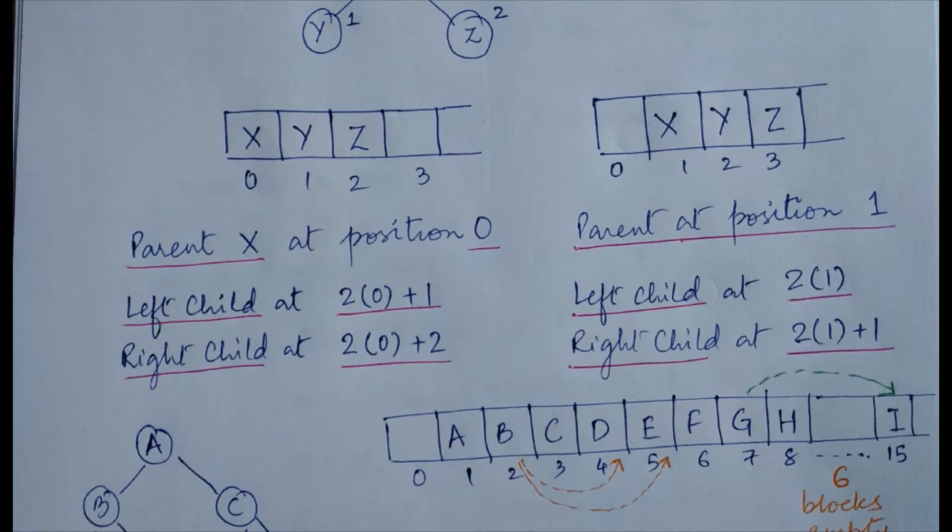Basically, in the left hand side scenario, if your parent is at position n, the left child will be at position 2n plus 1 and the right child will be at position 2n plus 2. And if this is how you are representing your tree, then if the parent is at n, the left child is at 2n and the right child is at 2n plus 1. Here it's 2n plus 1, 2n plus 2. Here it's 2n and 2n plus 1. Let's look at a bigger tree.